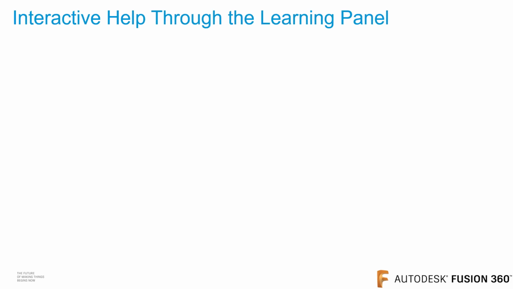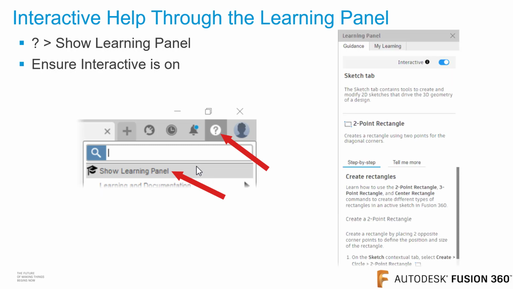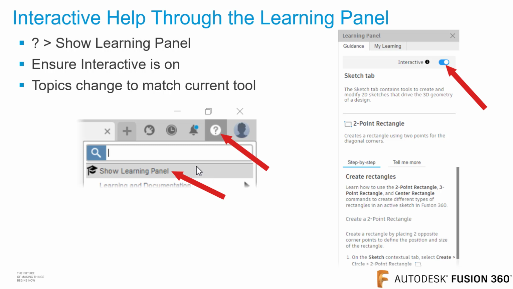Your students can get help on the current tool that they're using inside of Fusion 360 by turning on the Learning panel. To display the Learning panel, click on the question mark on the top right corner of your screen, and then click Show Learning panel. In the Learning panel, ensure that the interactive option is set to On. The topics in the Learning panel will automatically change to match the current tool that you're running.